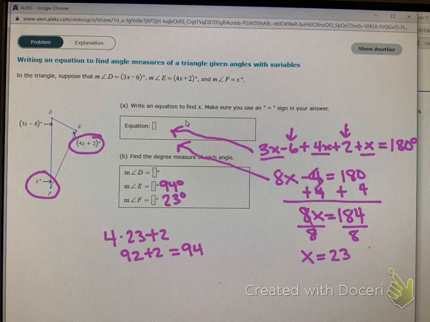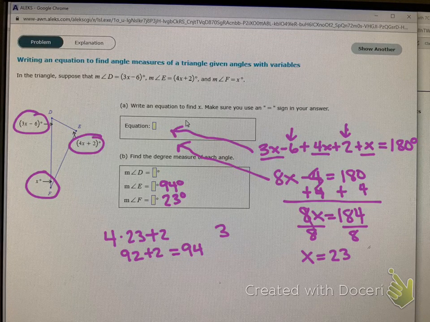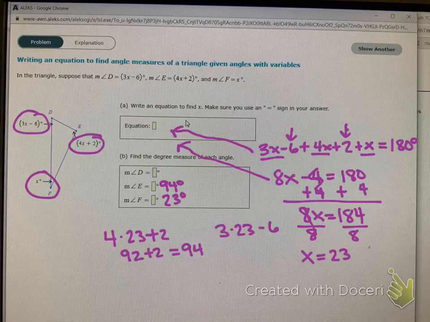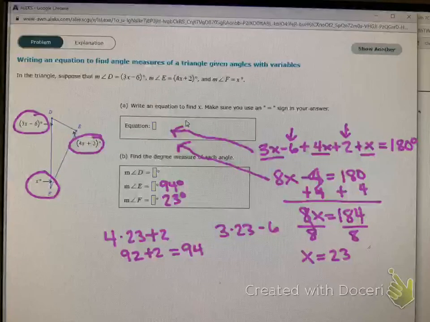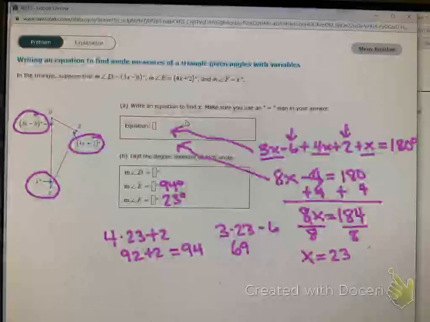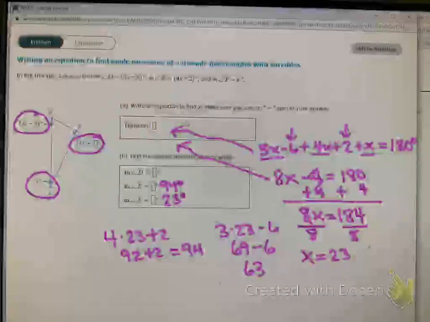And then I have angle D. Over here, that's going to be 3 times x. The x was 23, minus the 6. Now 3 times 23, I believe that is 69, minus 6. So we get 63 degrees.